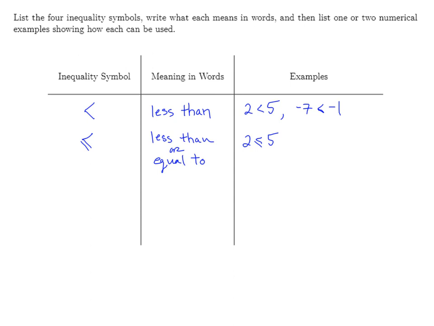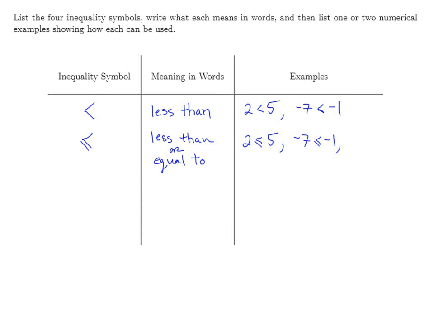It's important with this to note that this "or equal to" means that only one of the two, less than or the equal part, must be true. So we could write 2 less than or equal to 5. We could write -7 less than or equal to -1.